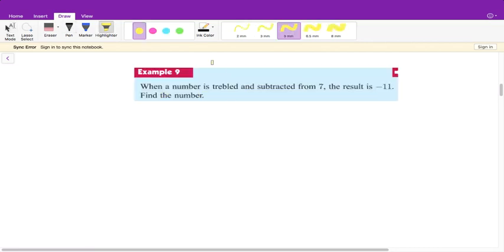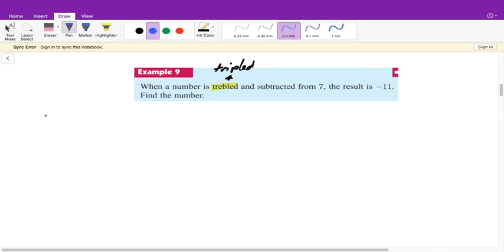All right, so for this one here, it says when a number is trebled. What trebled means, it's another way of saying tripled. It's just past tense, but we can say tripled. I'll always use tripled in any of your tests. But when a number is trebled and subtracted from 7, the result is negative 11. Find the number.